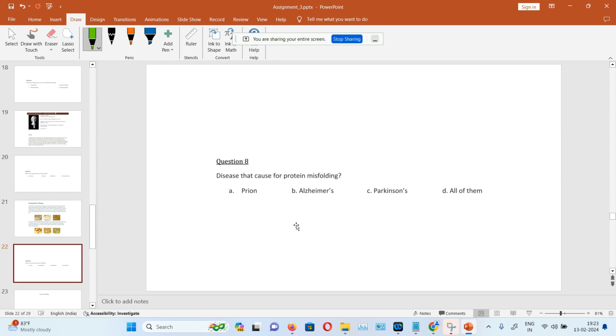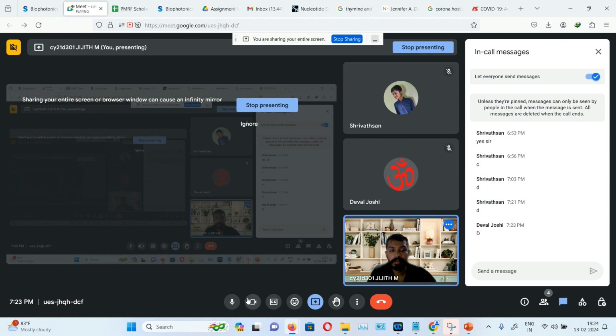Now question 8. Question 8 is asking which disease is caused by protein misfolding. There are four options: prion, Alzheimer's, Parkinson's, and D, all of them. Can you give any answer? Okay, D. So the answer is all of them.